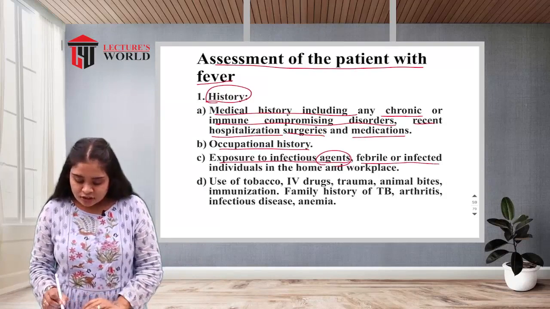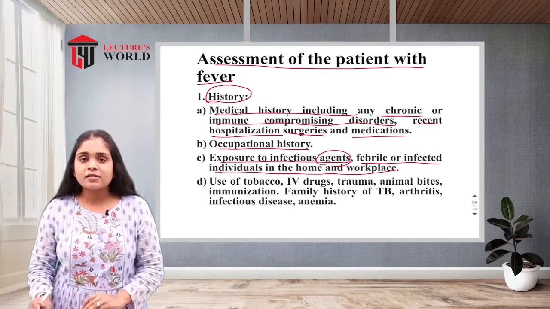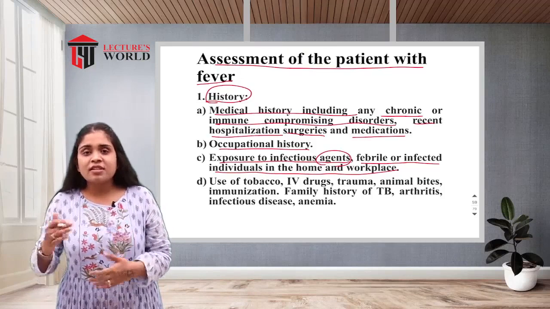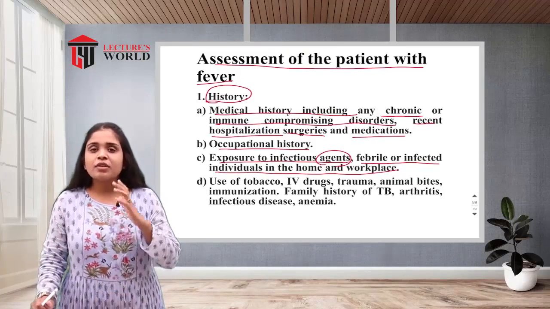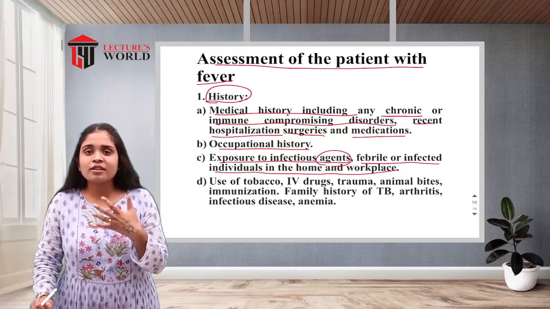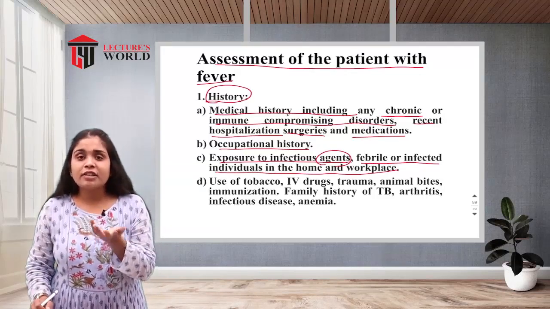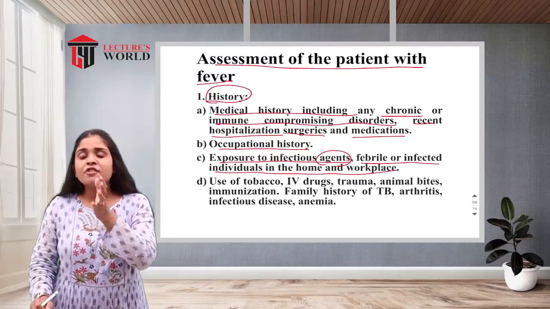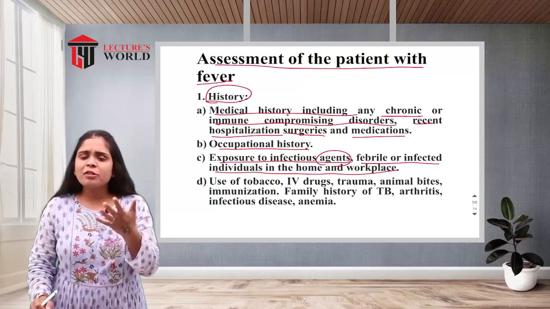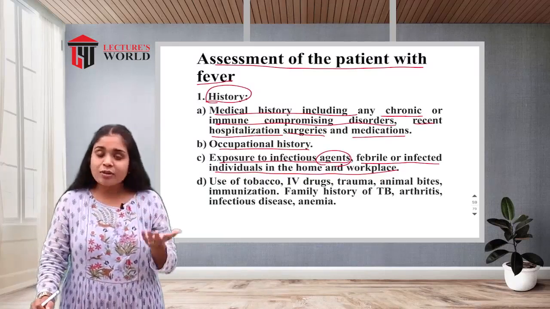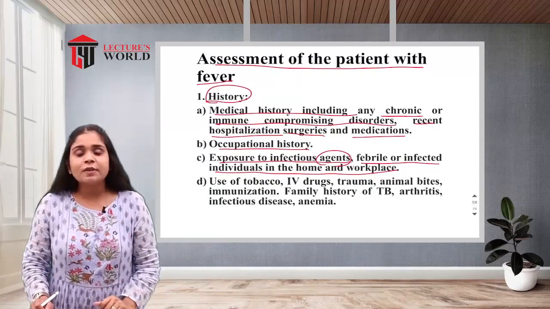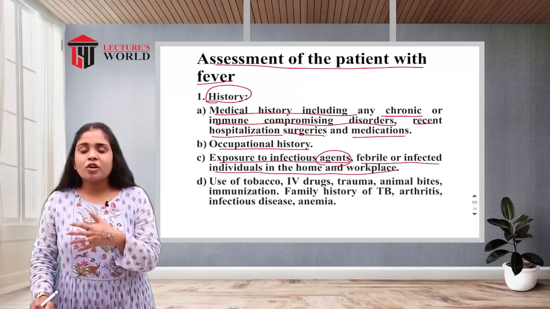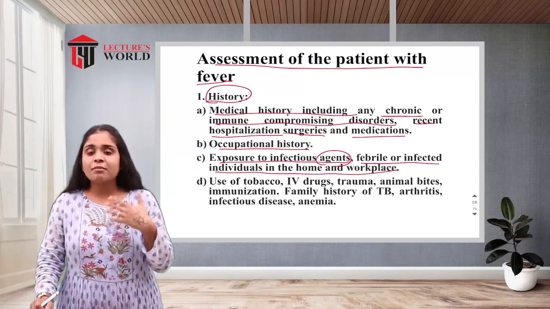Then febrile or infected individuals at home or the workplace. Sometimes some infections are contagious, so they can spread very easily. If someone has a common cold, or a family member is coughing or sneezing, that can also spread to another member of the family. So this is also a mode of infection we can say. Make sure you are asking about this also. And at the workplace, if some colleagues are infected or ill or sick, the infection can also spread.